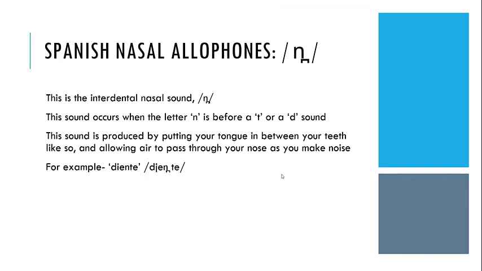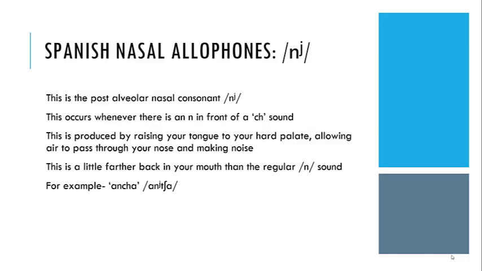This occurs when the N is before a T or a D, such as in the word diente. Instead of pronouncing this word as diente, we would say it as diente. This one is hard to mispronounce since your tongue wants to go there by itself, but it is important to know where to make the sound nonetheless.